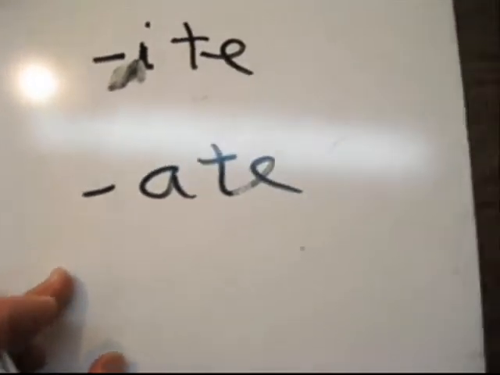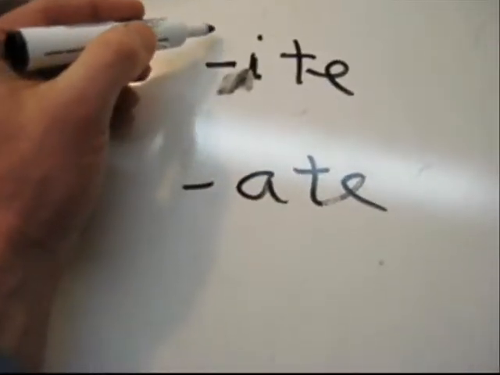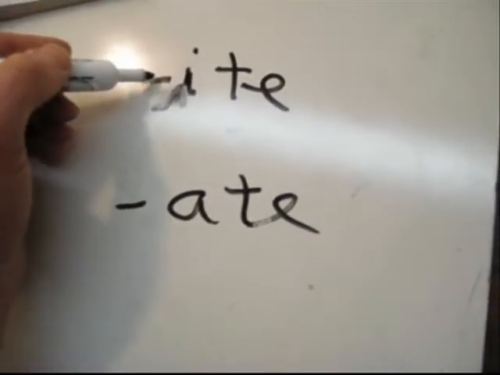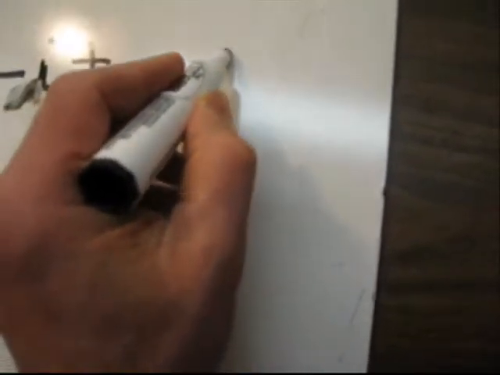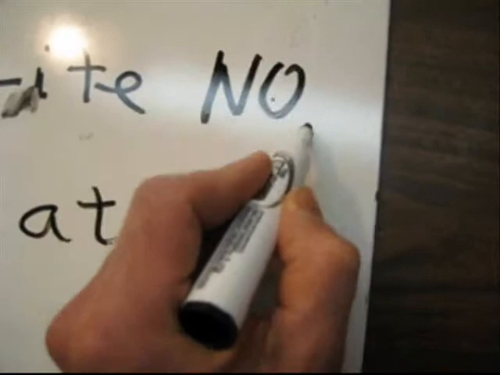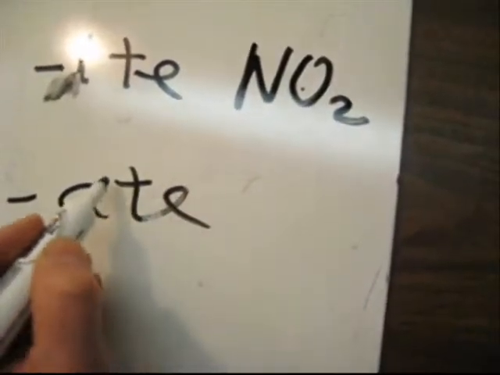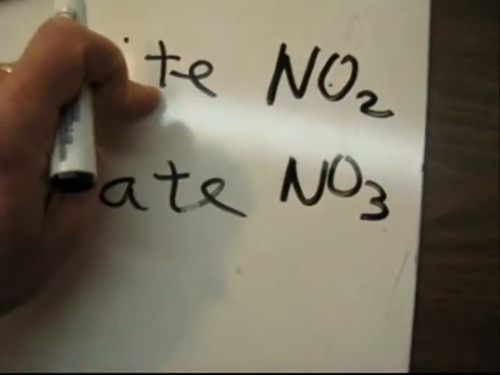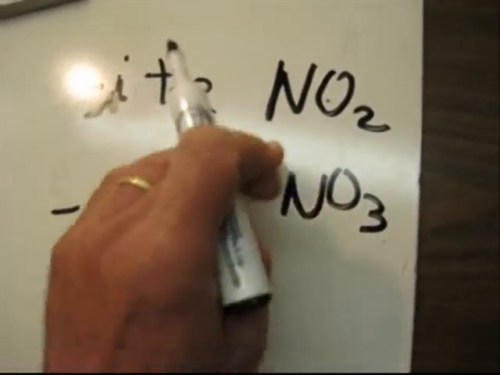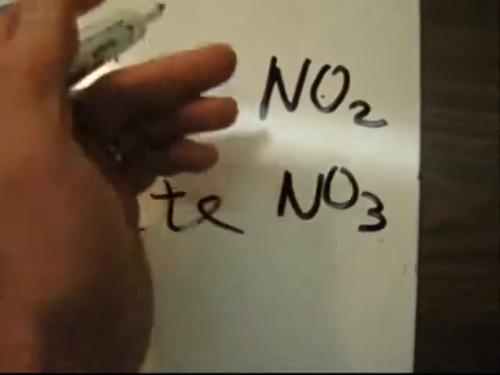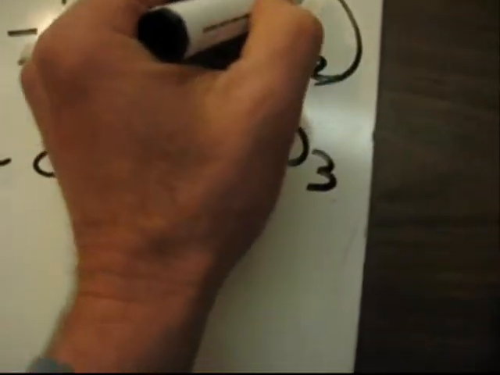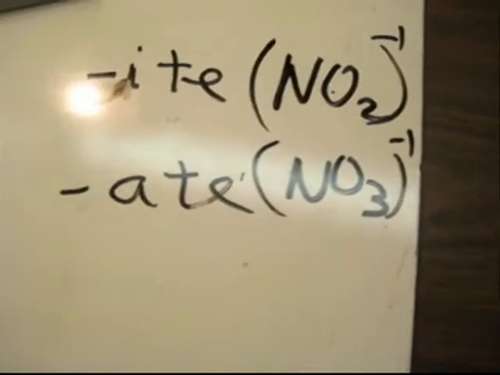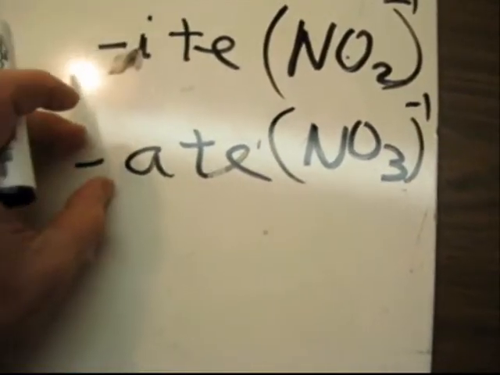So if we look at our example of nitrite and nitrate again, the nitrite is going to have fewer oxygens. So nitrite is going to be NO2 and nitrate NO3. Ite is less than ate. NO2, NO3, and in this case they both have a minus 1 charge. Okay, so ite's always less than ate.